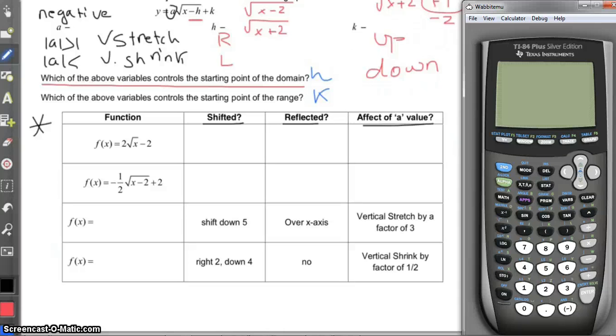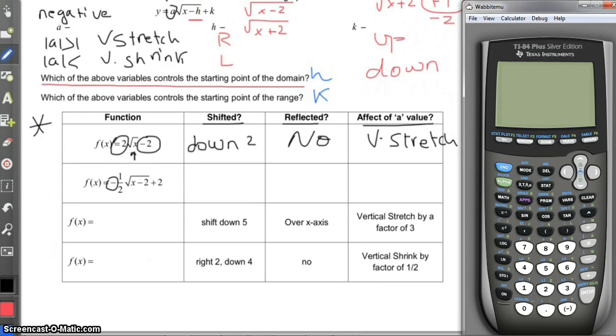Now, is it going to be shifted? There's nothing next to the x. There's a negative 2, so it's going to go down by 2. There's no negative with the 2, so there's no reflection. And the effect of a, since it's 2, it's greater than 1, so there will be a vertical stretch by a factor of 2. Now let's move on to the second part.